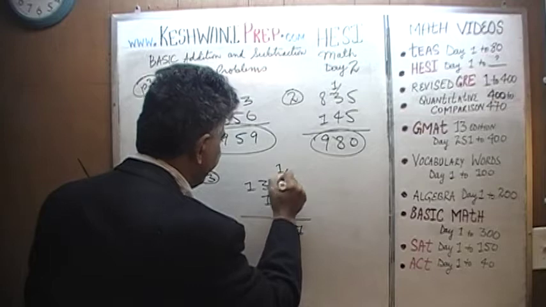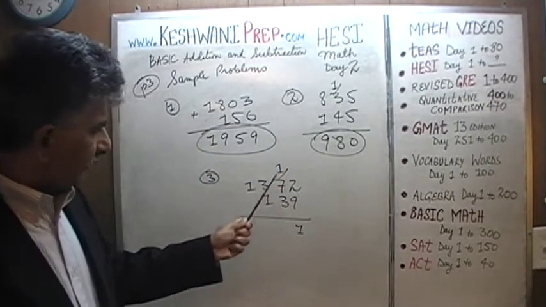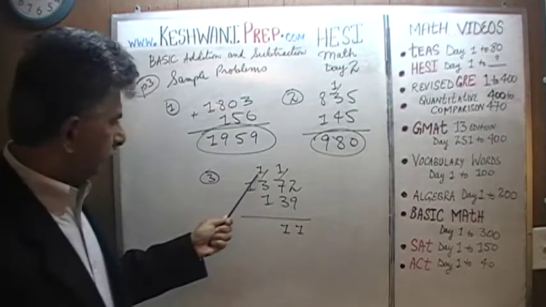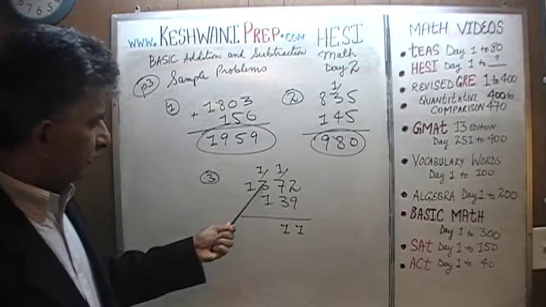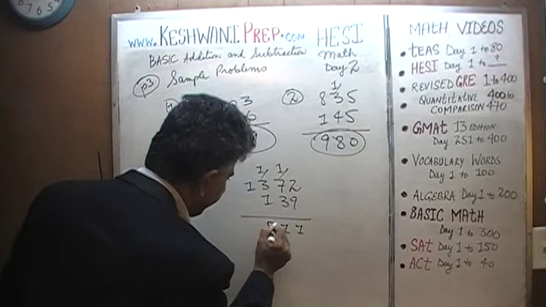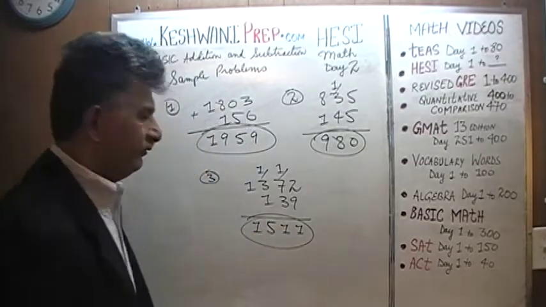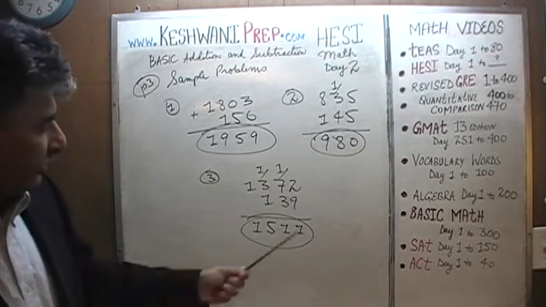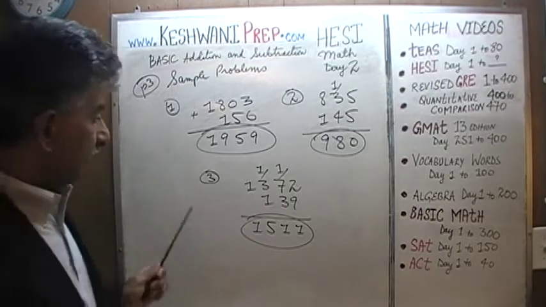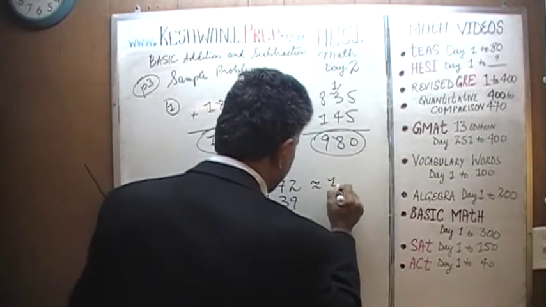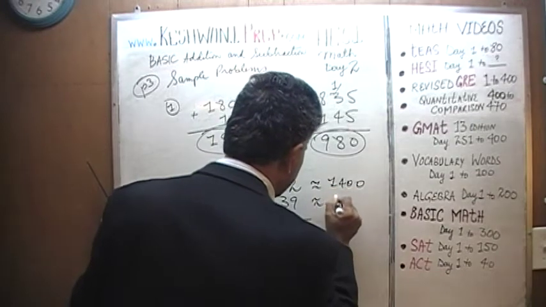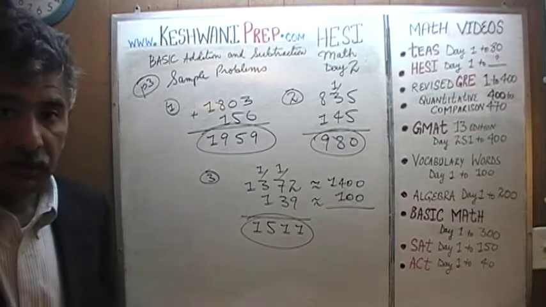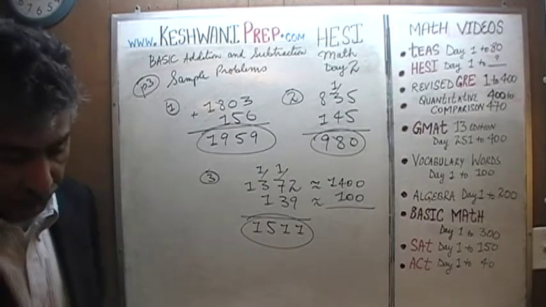Number three. 1,372 plus 139. 2 plus 9 is 11. 1, carry 1. 7 plus 3 is 10, 10 plus 1 is 11. 1, carry 1. 3 plus 1 plus 1 is 5. About 1500, which makes sense because this top number was around 1400 and the bottom number was about 100. So it stands to reason that the correct answer should be something close to 1500.